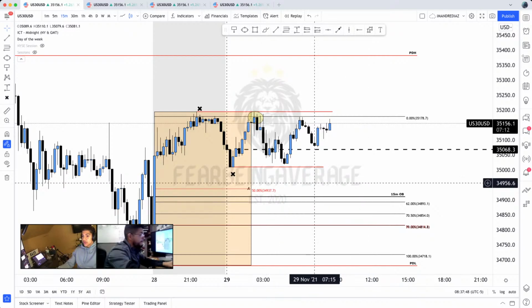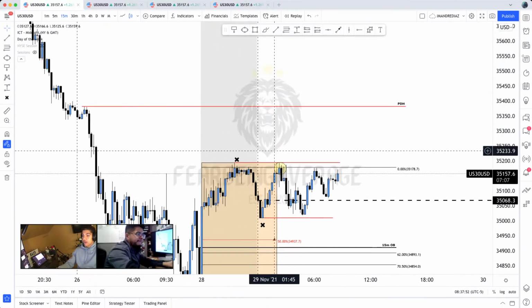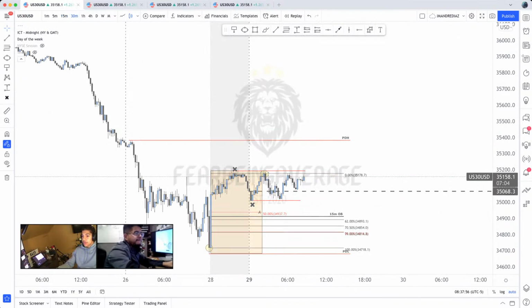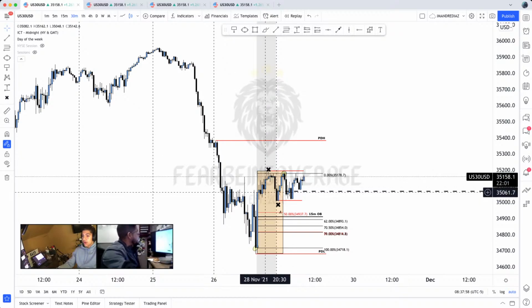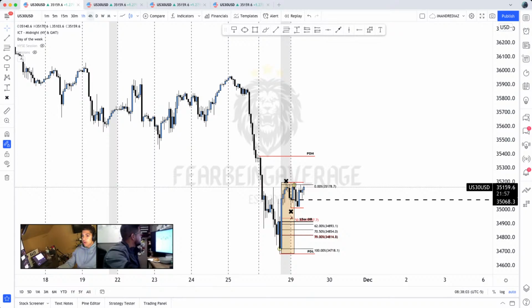So we have these lows. This was the high made during the London session. So if price does trade higher, where is it likely going to trade into? So now we're going to go to the 30-minute. We're going to see if we see anything above. I don't see nothing. Go to the hour. Don't see nothing. Go to 4-hour.